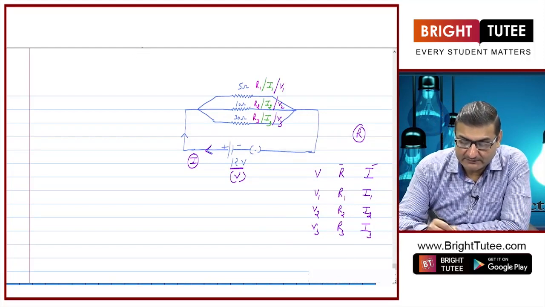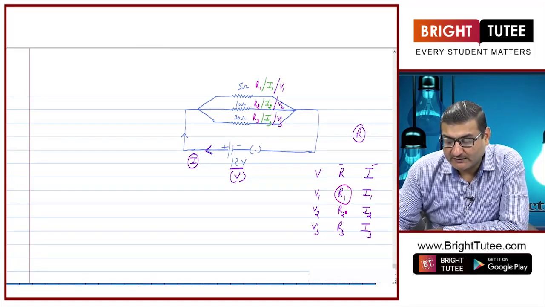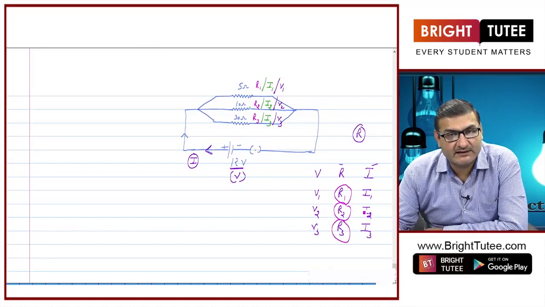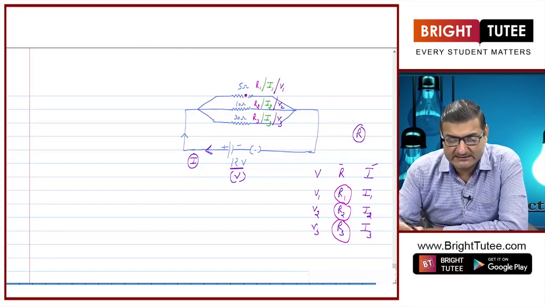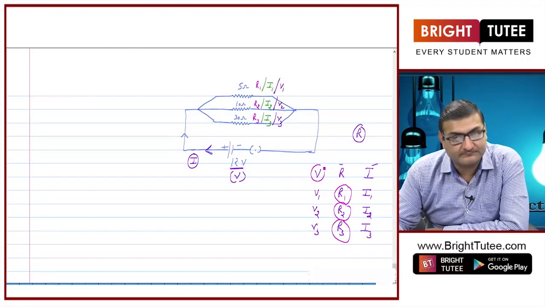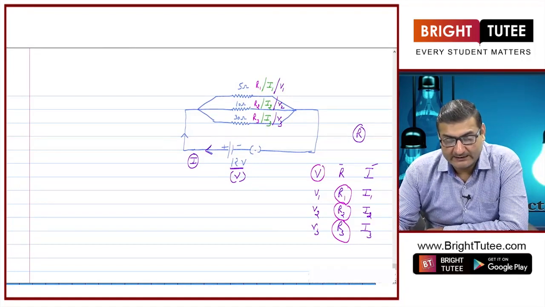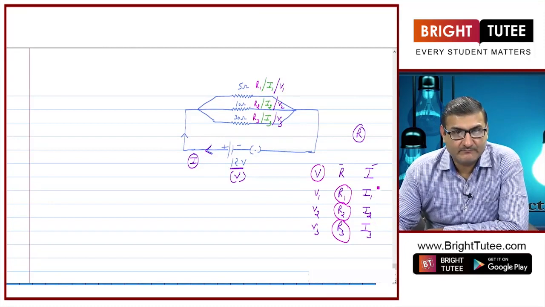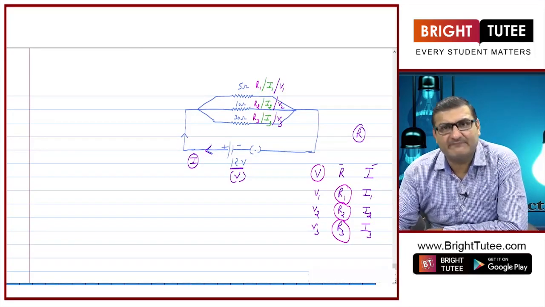We are being given the values of resistances R1, R2 and R3. We have circled them, which means they are given to us. We can see 5 ohm, 10 ohm, 30 ohm. This 12 volt is the total V given to us. Apart from that, we are not given anything. Let us find and calculate everything.